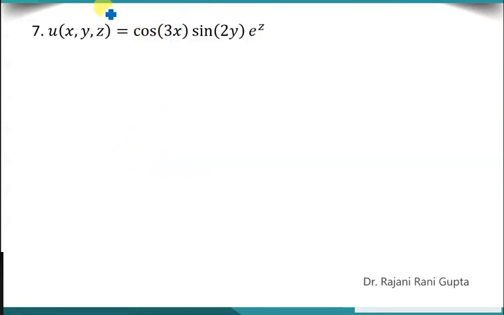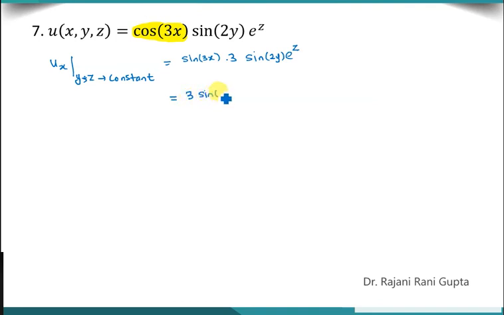Similarly, when we have a function of three variables, let's see how to find the partial derivative. If we need to find the partial derivative with respect to x, we have to treat the other two variables, y and z, as constants. So we are just differentiating the term which has x. As this is just one term, we differentiate the cosine term. So the derivative of cosine 3x is sine 3x times 3, again by using the chain rule, and we keep the remaining terms the same, sine 2y e power z. So you get the derivative as 3 sine of 3x sine of 2y e power z. This is the partial derivative with respect to x.